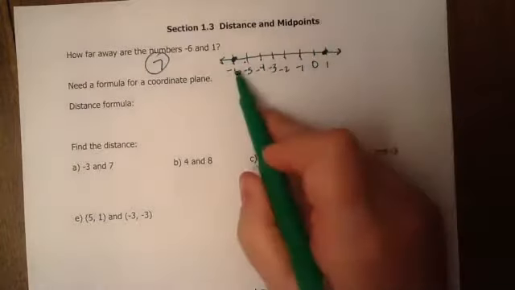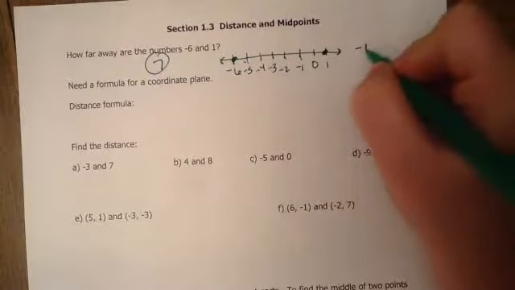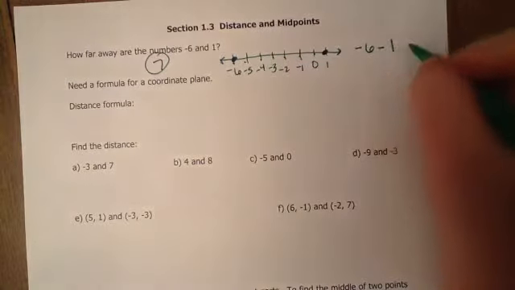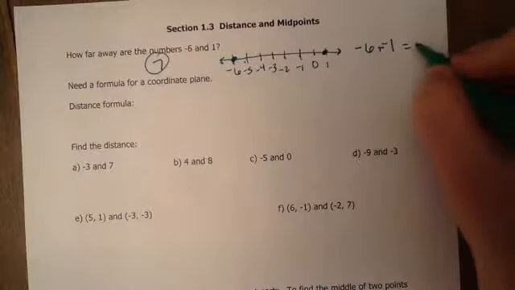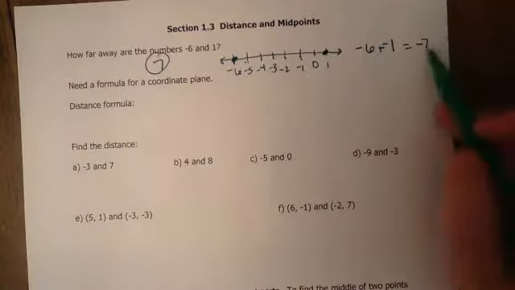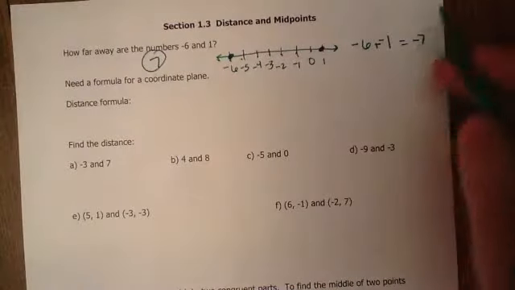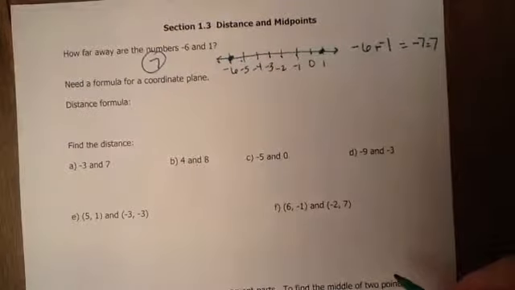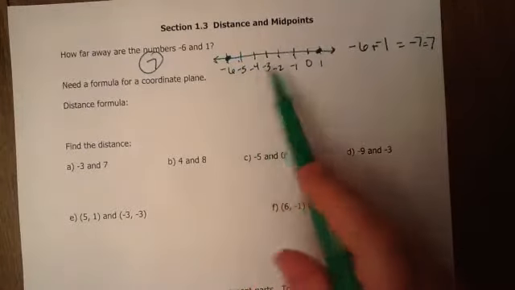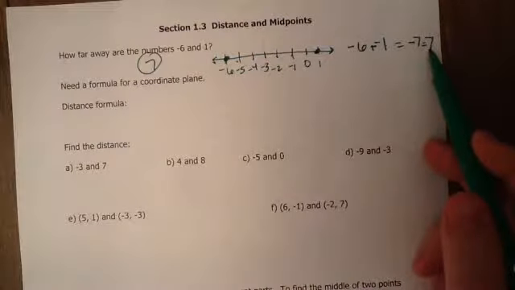Another way you can find it instead of counting is subtract them. -6 minus 1. Change the sign, change the neighbor, -7. Now, we cannot have -7 spaces, cannot have a negative distance, so that would become 7. Okay. So you can either count them on a number line or subtract the two pieces and make your answer positive.